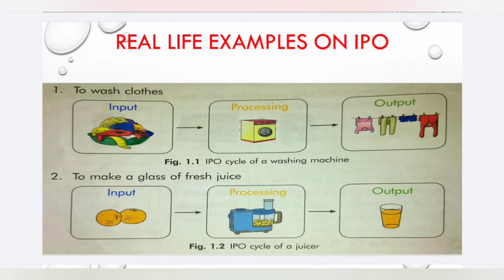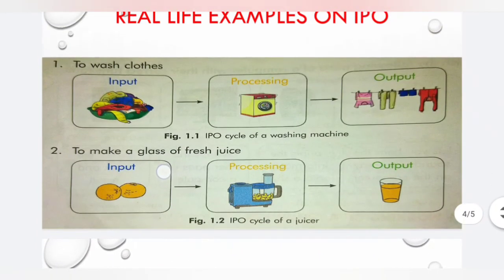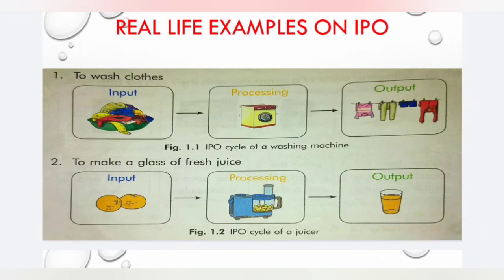A computer's hard disk stores the input and output before and after processing. Whatever we have given, all the input and output before and after processing, is stored in a computer's hard disk.